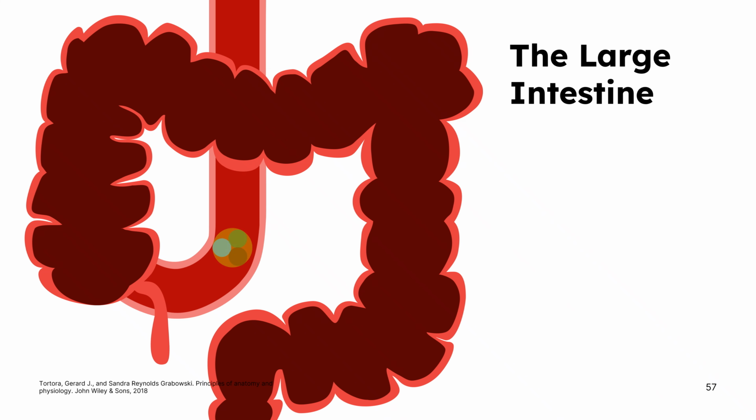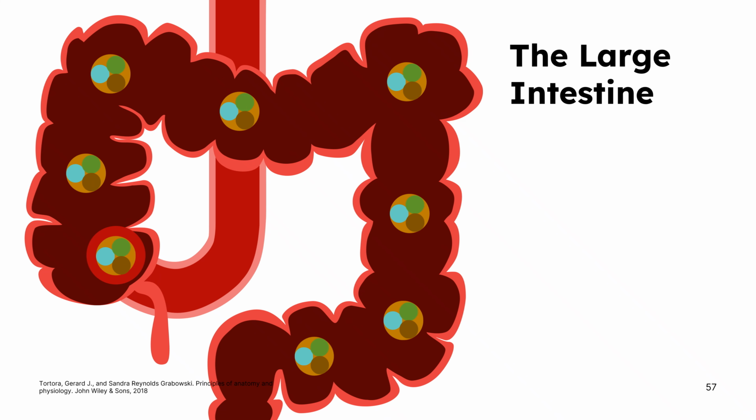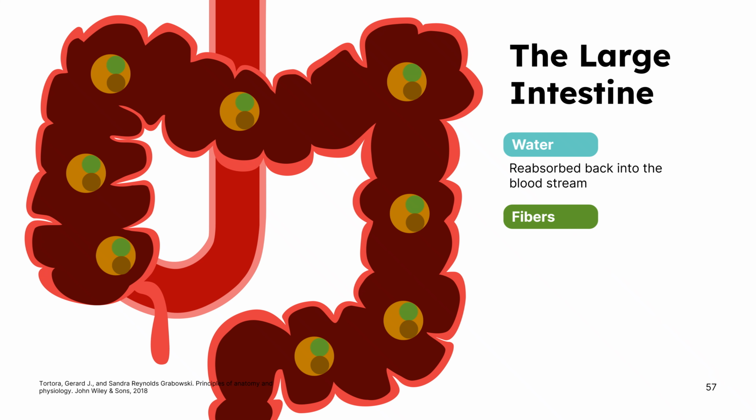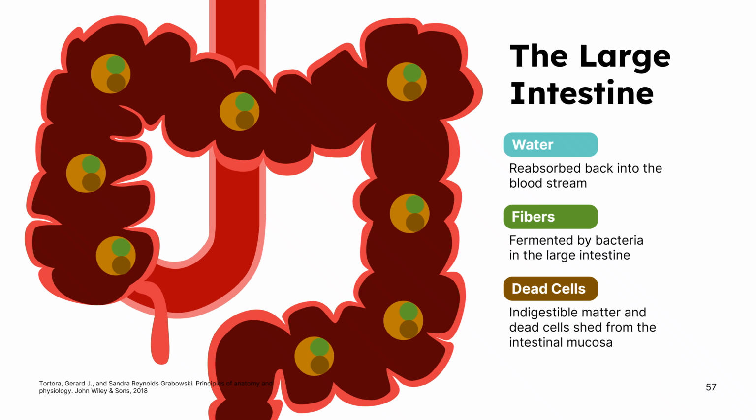The final phase of digestion occurs in the large intestine: water reabsorption, whereby the large intestine absorbs water from the residual food matter. Fermentation of fiber also occurs, as dietary fibers that were not digested in the small intestine undergo fermentation by gut microbiota. Furthermore, dead epithelial cells from the intestinal mucosa and indigestible matter are excreted and ultimately eliminated from the body as part of the feces. This phase is vital for conserving water and preparing waste for excretion.